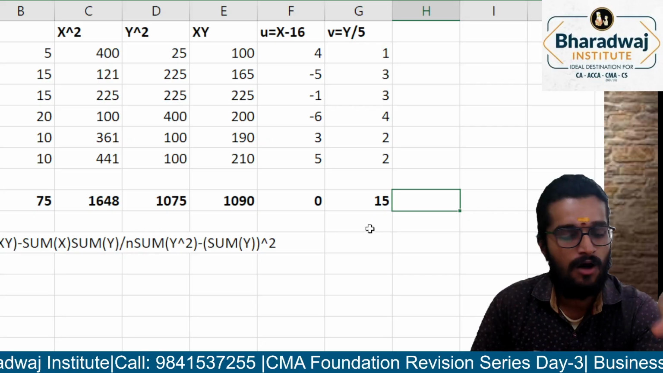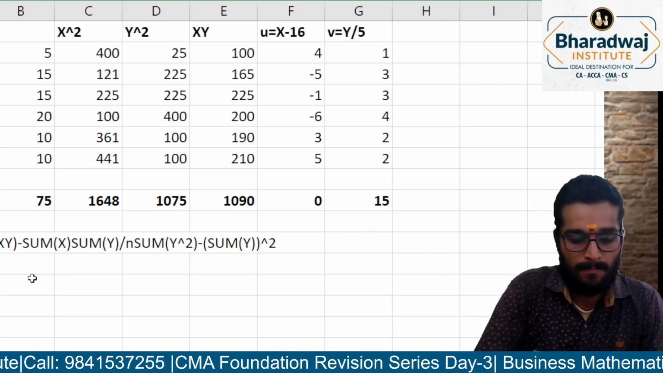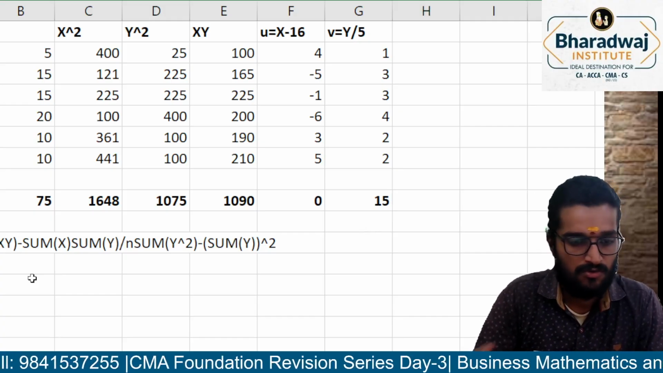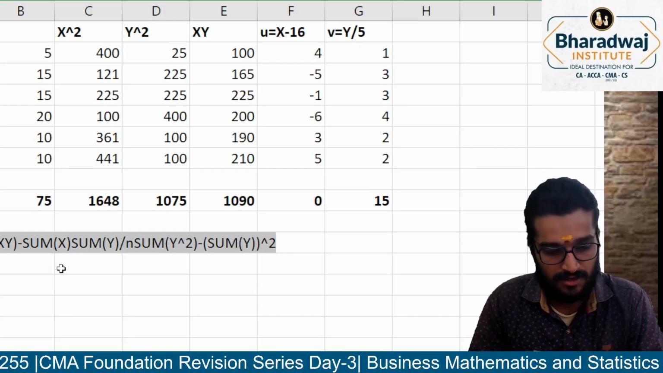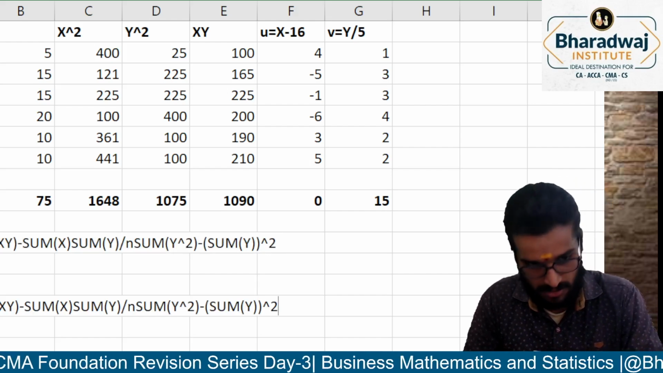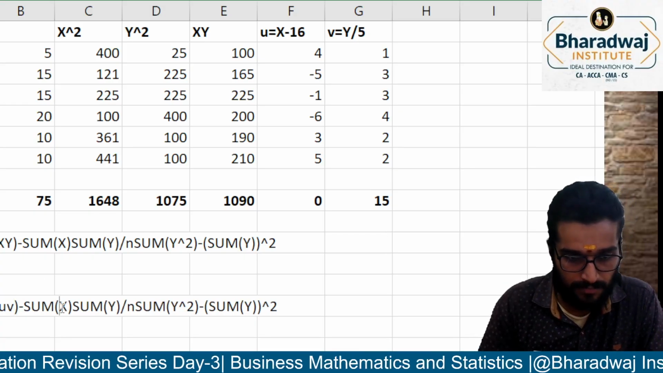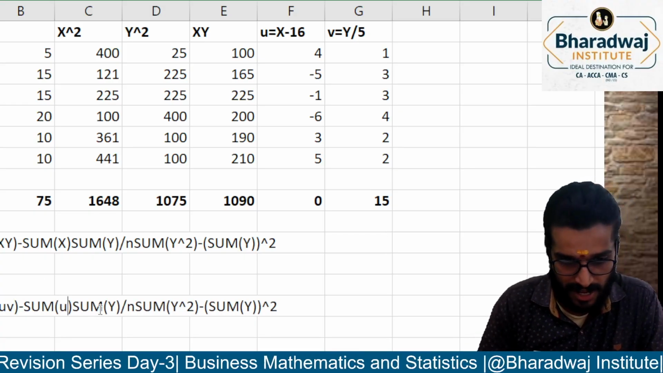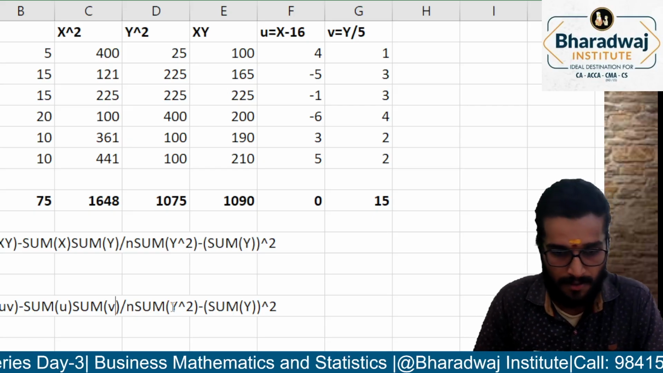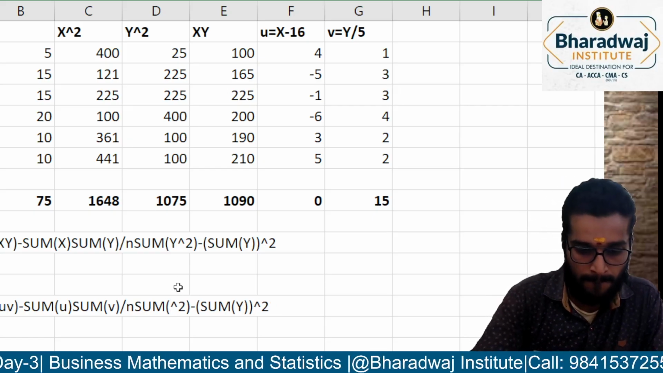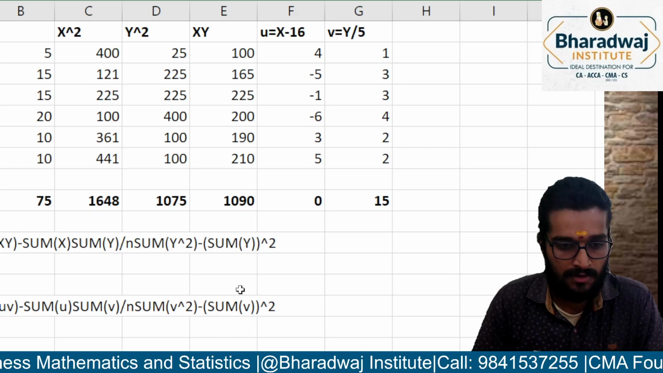Now how can we compute the answer for BUV? BUV we have to find using the same formula only. Wherever you get xy, you have to replace it with uv. Wherever you get x, you have to replace it with u. Wherever you get y, you have to replace it with v. Clear?